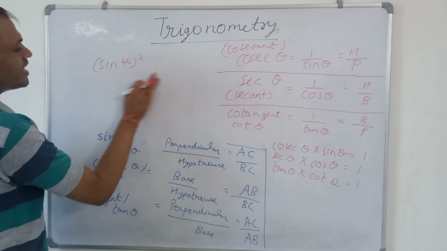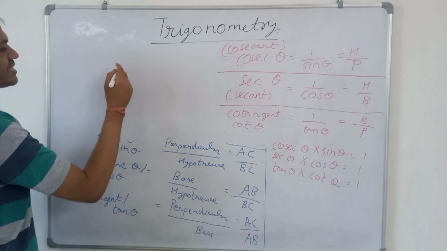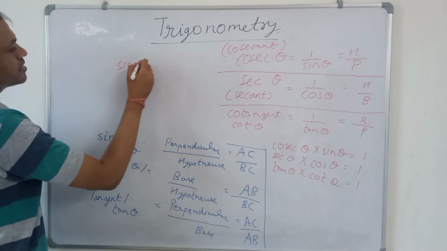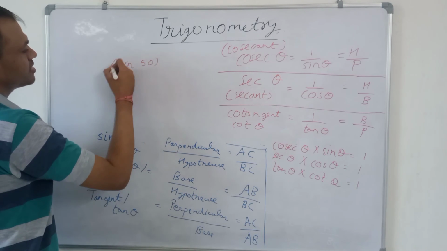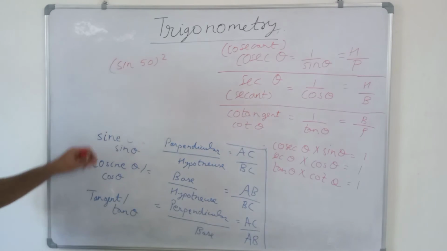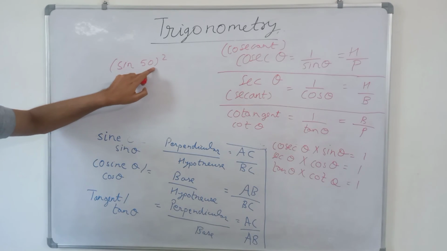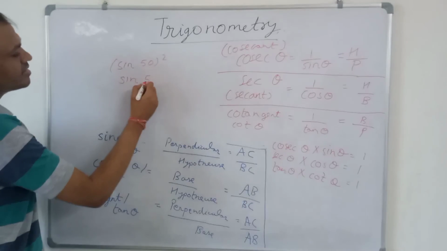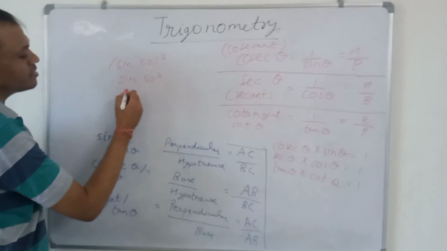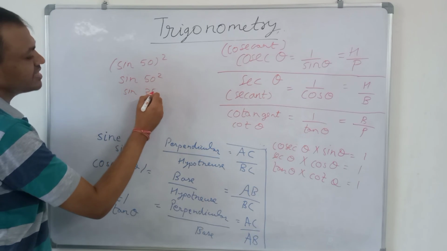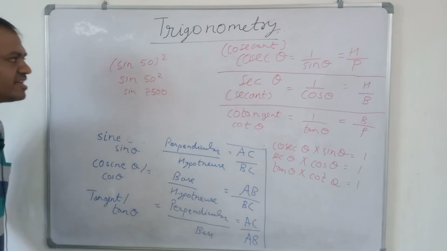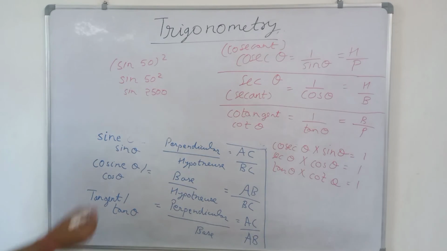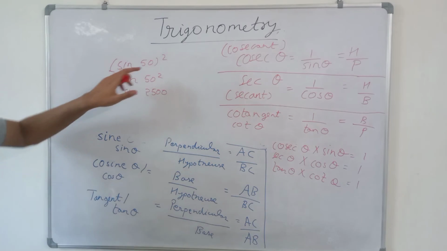Suppose I take another example, say sine 50 square. This is the square of the value of sine 50. This is not equal to sine 2500. There is nothing like sine 2500. It is just equal to sine 50 square.